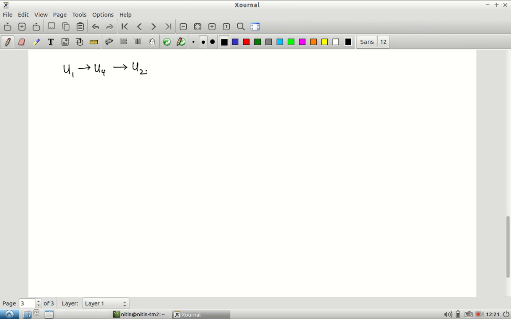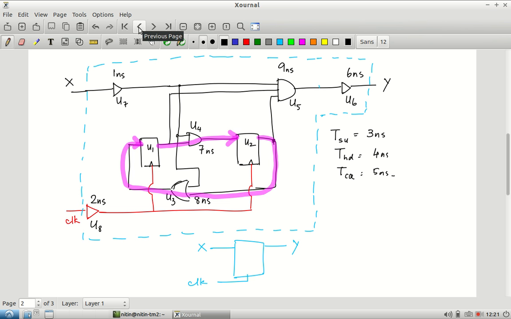This is the sort of notation that I'll use in order to indicate a path: the starting point, all the intermediate nodes and the ending point. To be more precise, I should probably say U1Q, because it's from the Q output of U1 through U4, then to U2D. In particular, the delay in U4 I have given over here as just one number, saying that the delay through U4 is, in this case, 7 nanoseconds.